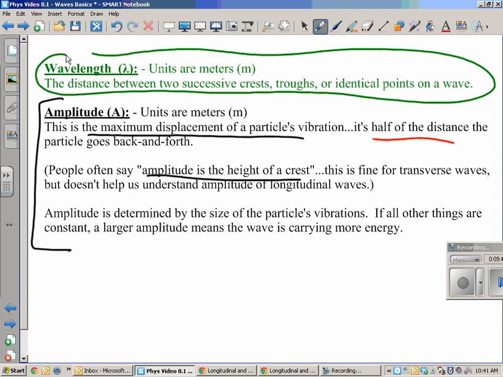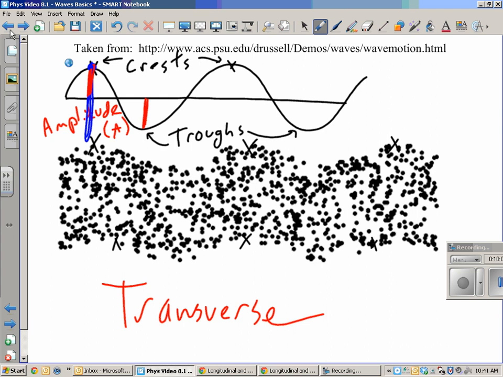Wavelength is defined as the distance between two successive crests or troughs or identical points on a wave. All right. If it's a longitudinal wave, then it would be the distance between two successive compressions or rarefactions. So jumping back to things, let me kind of clear this up a little bit.